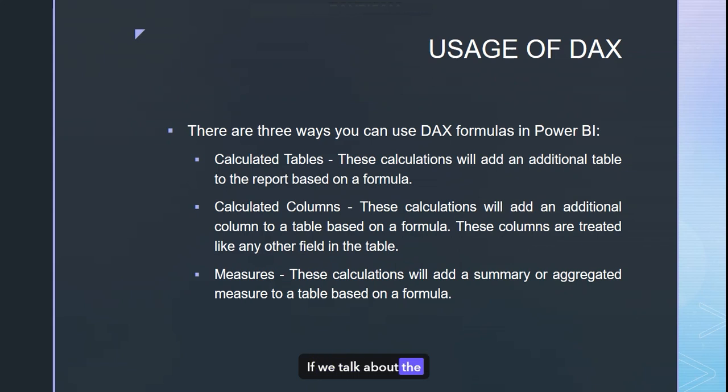If we talk about the usage of DAX, there are three ways we can use DAX formulas in Power BI. The first one is calculated tables. These calculations will add an additional table to the reports based on a formula. The second one is calculated column. We will learn how we can create a calculated column in the next lecture. And calculated measures. These calculations add a summary or aggregated measure to a table based on a formula.